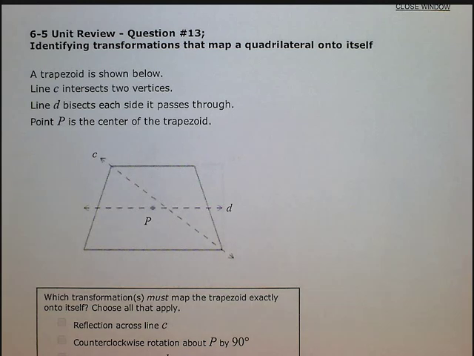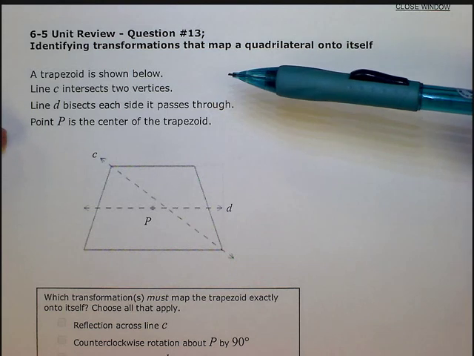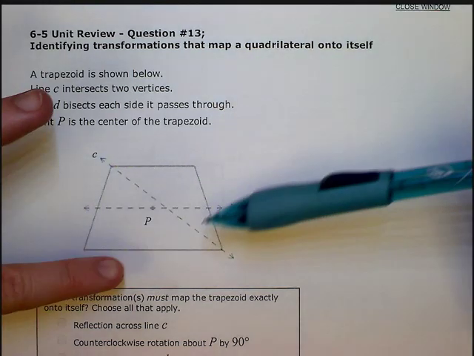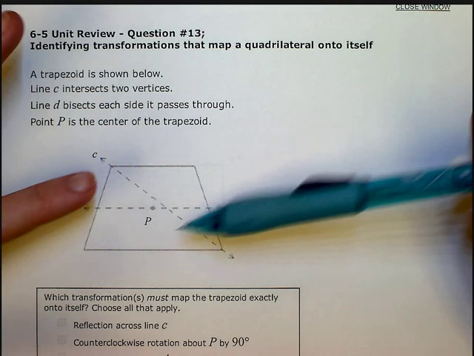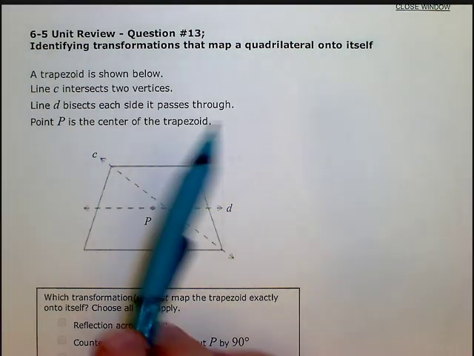Identifying transformations that map a quadrilateral onto itself. Okay, so the most important thing that you need to do when you're doing this problem is read these first 4 points, okay? Because sometimes when you're on the computer, your screen can stretch or shrink or manipulate this image somehow so that it doesn't look like it should. So what you want to do is make sure you read what the image is.